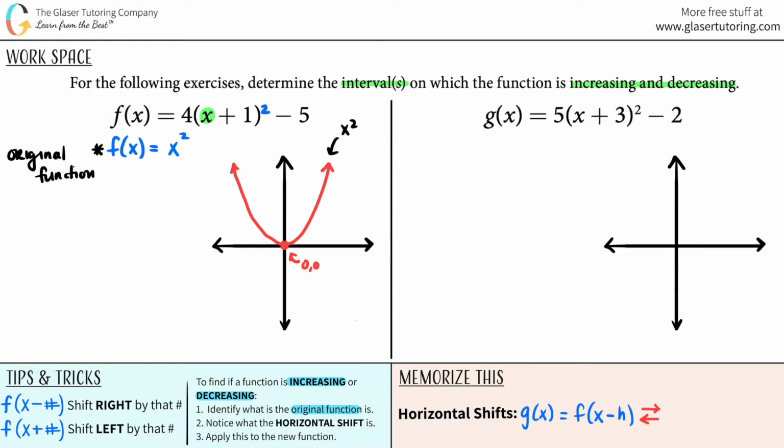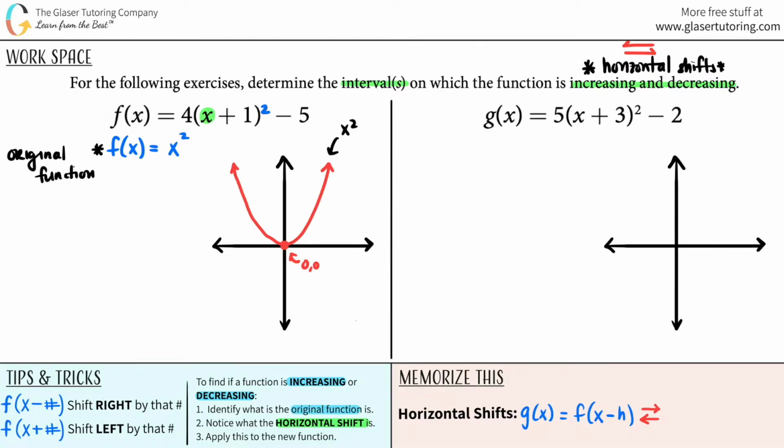Now, we got to figure out where this new graph is. And that's how we're going to determine where the function is increasing or decreasing. So, that's number 2. Notice what the horizontal shift is. And take note, only horizontal shifts can influence a graph's increasing intervals and decreasing intervals. So you're basically only looking for horizontal shifts. I don't care if we're stretching it or compressing it. I don't care if we're moving up or down. You're only worrying about your horizontal shifts, the shifts from left to right.